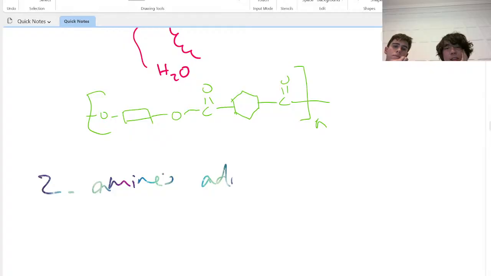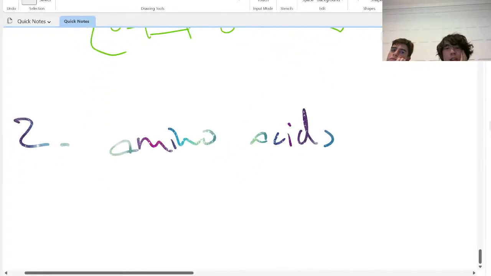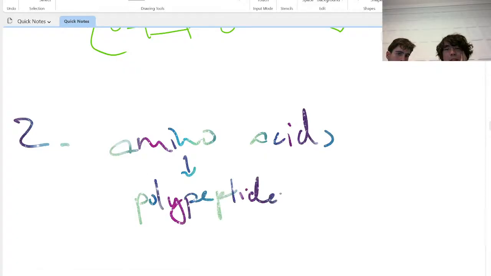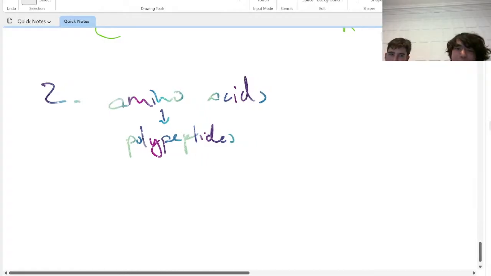Right. 2. Amides. Amines and amino acids, I guess. So this makes polypeptides, and this is the last thing we're going to do. Wait, we're also going to do hydroxy acid. We've got 4 minutes. It's fine, bro, I'll make it quick. And polypeptides and polyamides.